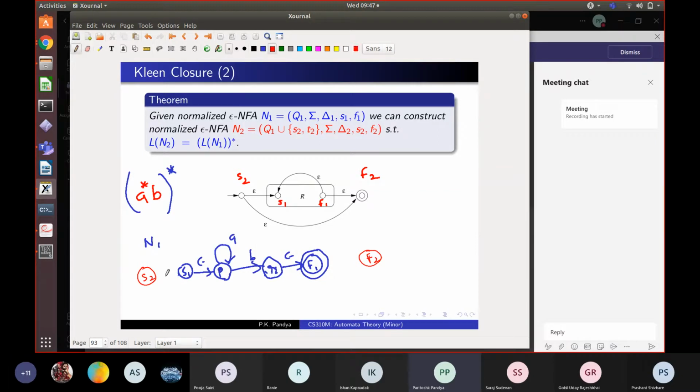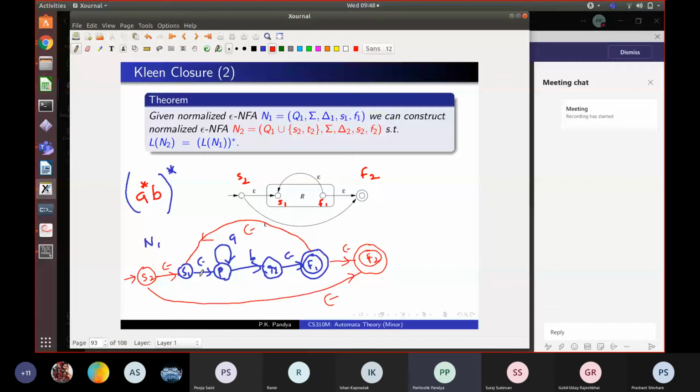And then what will I have? I will have an epsilon transition from S2 to S1. This will become my new initial state. This will become my new final state. This top state will stop being a final state. Okay. And then I'll have an epsilon transition going from here. I will also have an epsilon transition going from this to this. Okay. By this construction, it is this arrow. And then I will add an epsilon transition from F1 to S1.